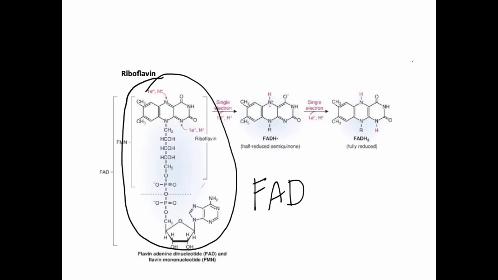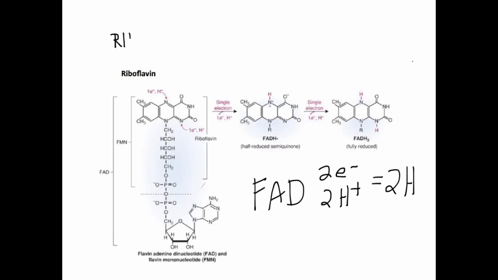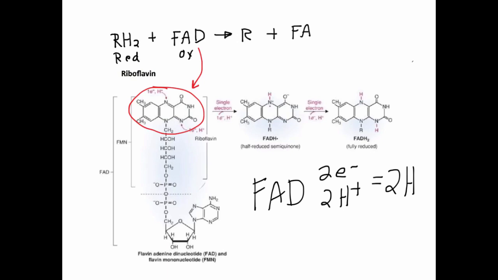FAD can accept 2 electrons and 2 protons, or 2 hydrogens. And this shows a typical reaction in which FAD carries electrons, and we have a reduced substrate and an oxidized FAD, and the hydrogens can be transferred from the substrate to form reduced FADH2. Riboflavin deficiency produces dermatitis and other symptoms, but this is a rare situation because riboflavin is so common in the diet. You rarely see riboflavin deficiency.